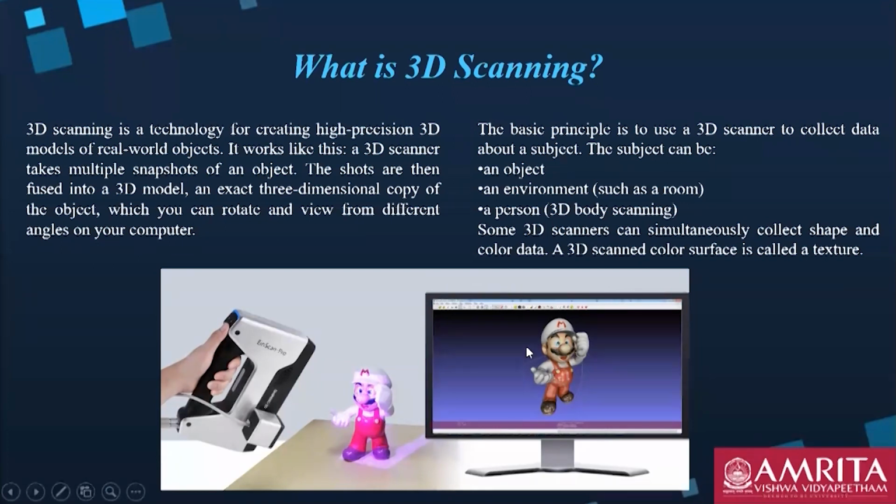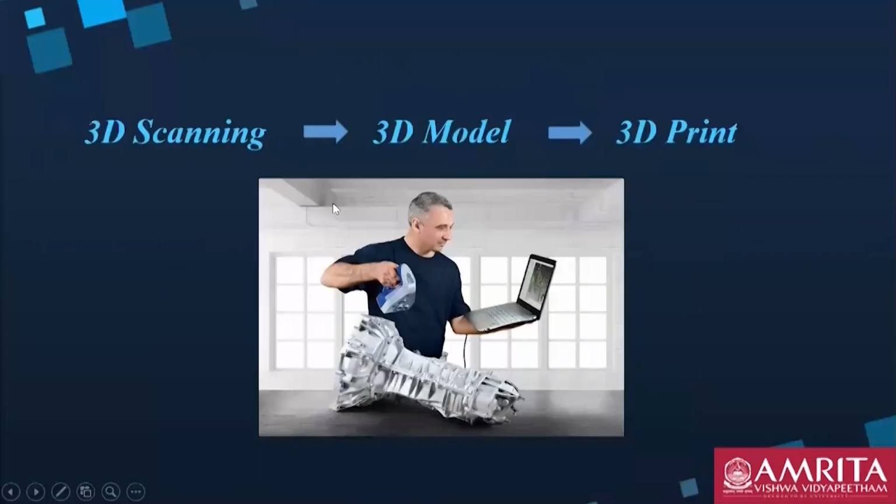Now, the basic principle of the 3D scanner is to collect the data of the object, and that object can be from the environment. It can be a room, it can be a human, it can be anything. We will see exactly how it works, but why do we do this 3D scanning?